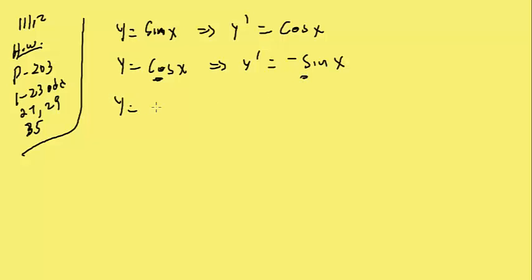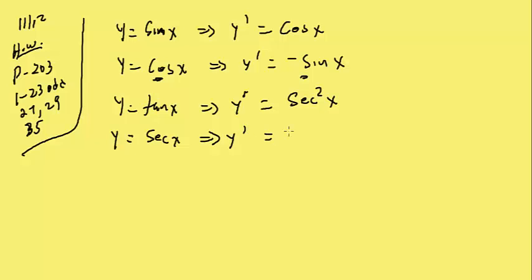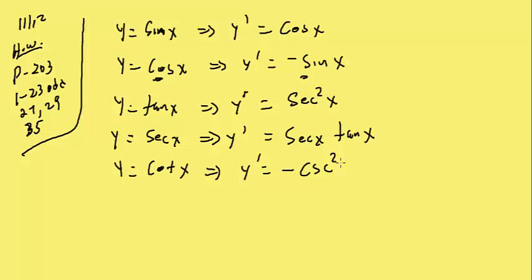And then if y is equal to tangent of x, then y prime is going to be secant squared x. And then if y is equal to secant of x, then y prime is secant of x tan x. And then we have y is equal to cotangent of x. Since that's a co-function, you know you're going to get a negative answer. y prime is equal to negative cosecant squared x.